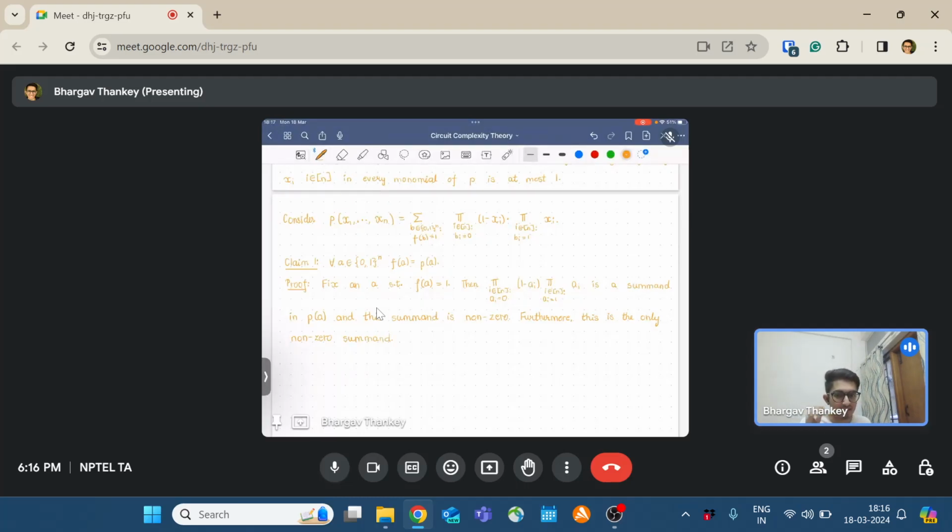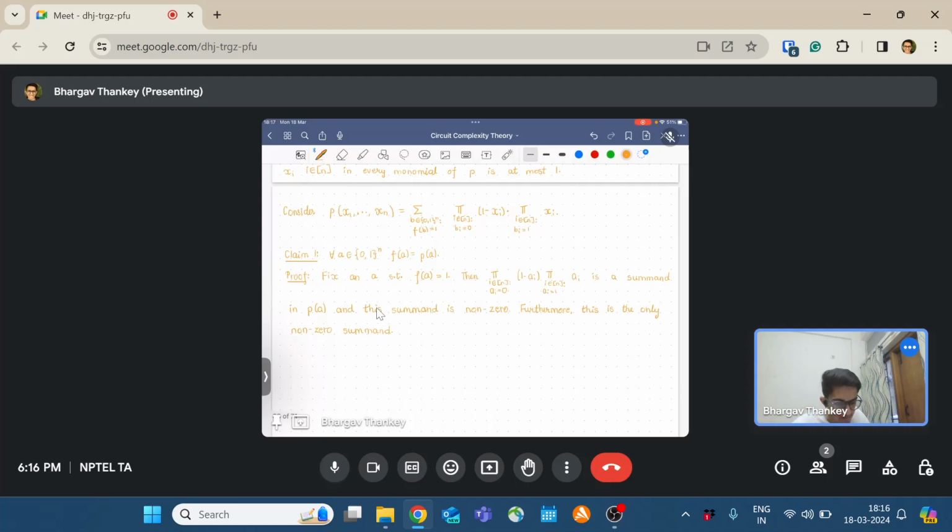Okay, now I'm claiming that this is the only non-zero summand. Why? Because let's look at this for some b not equal to a. In that case, there must exist an i such that b_i and a_i are different. Suppose that b_i is 0 but a_i is 1, in which case when I plug a_i over here, I would get 1 minus 1 equals 0. If b_i were 1 but a_i were 0, whenever I plug a_i over here, I would get 0, right?